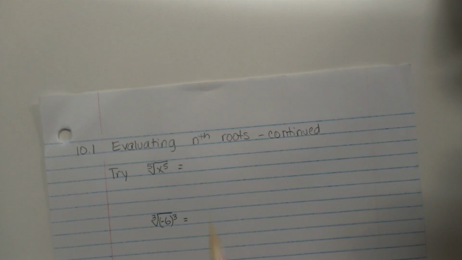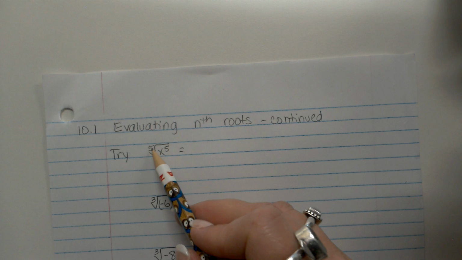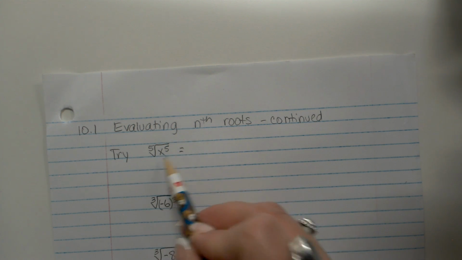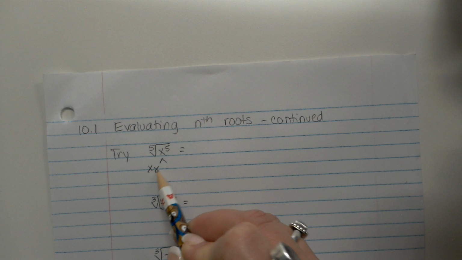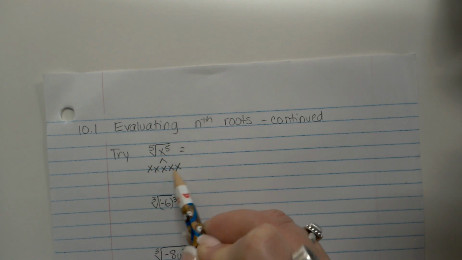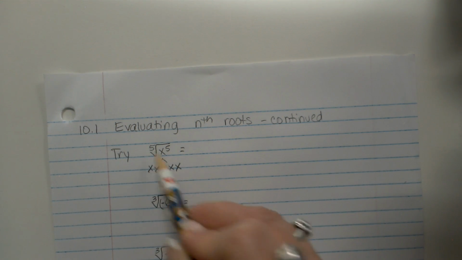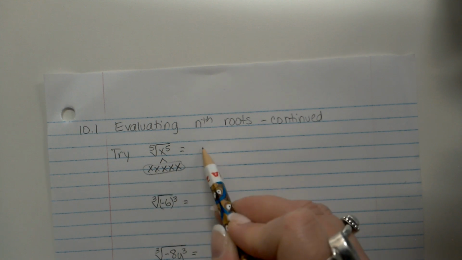Okay, so hopefully as you worked it out, if this and this are the same, you end up getting the same answer, but let's just work this out. This would be like 5 x's multiplied together. 1, 2, 3, 4, 5. I'm looking for a set of 5, and guess what? I got it.